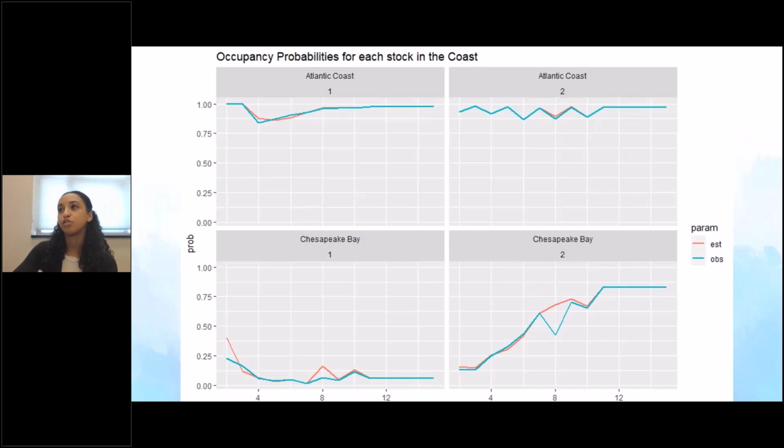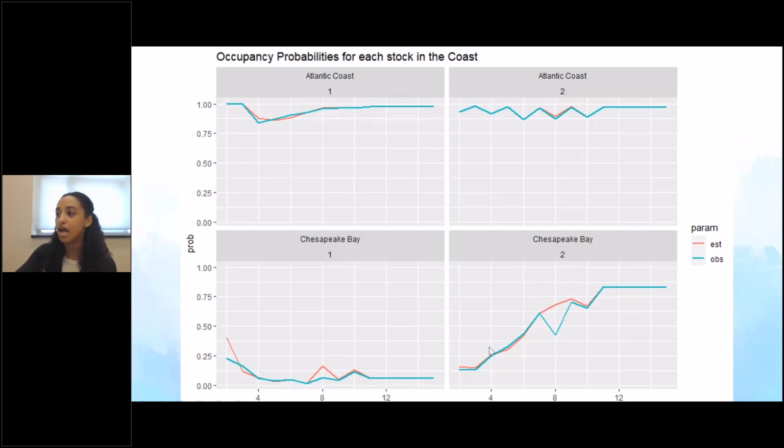Here the blue lines are the priors, so the outputs from the mark-recapture model that we enter into the model, and the red lines are how our model is estimating occupancy probability. This shows the movement of striped bass into the 2 spatial regions. In general, not many fish from the Atlantic coast stock enter the Chesapeake Bay spatial region. You'll notice that most of these probabilities for the Atlantic coast are hovering around 1.